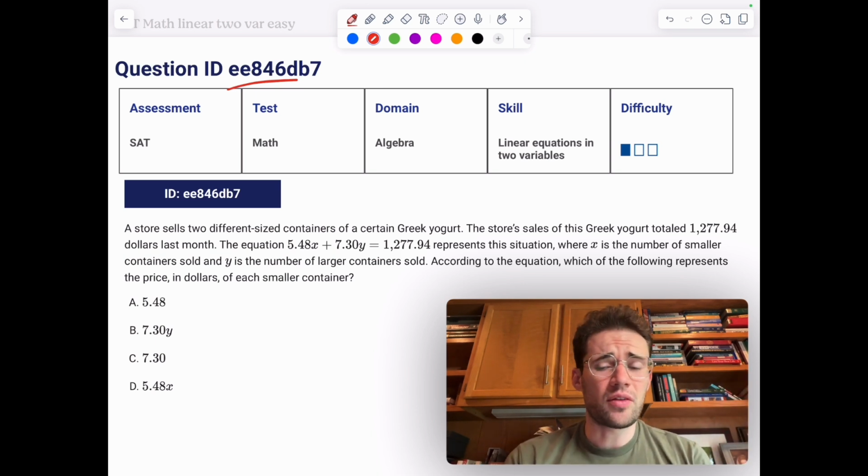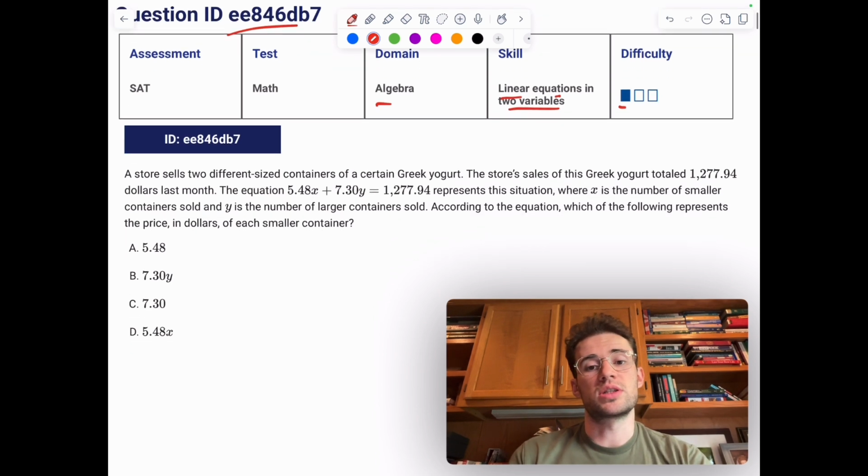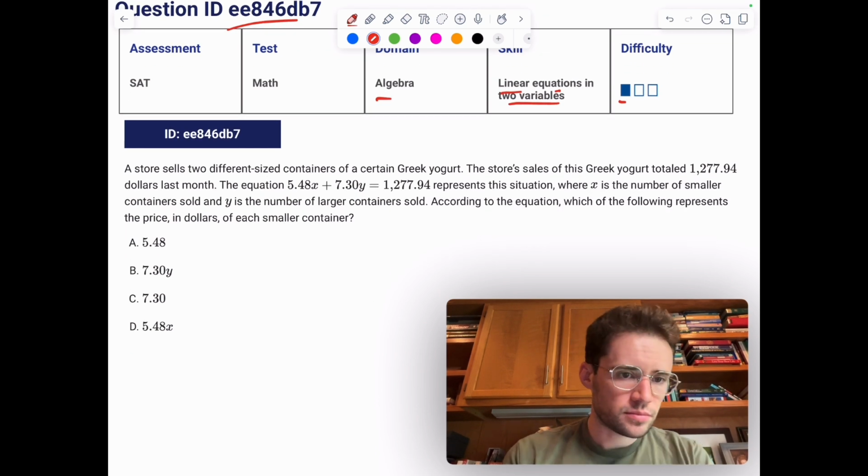You can see that, again, all the problems in this specific video will be 1 out of 3, which is the easy difficulty. They're all algebra linear equations in 2 variables. I already have 3 videos that go over all of the 1 variable ones, and I will be putting up problems to go over every problem at some point.